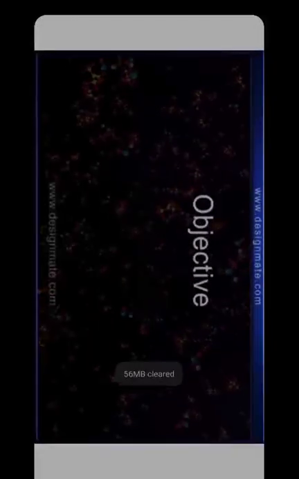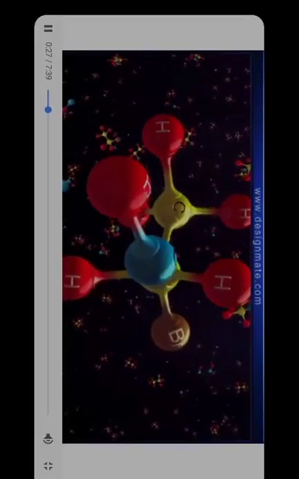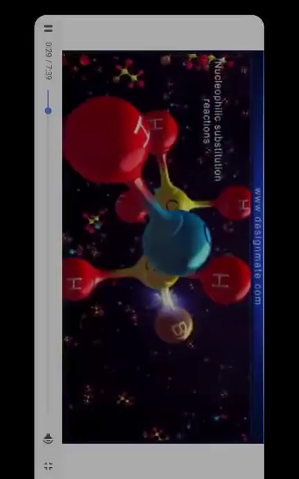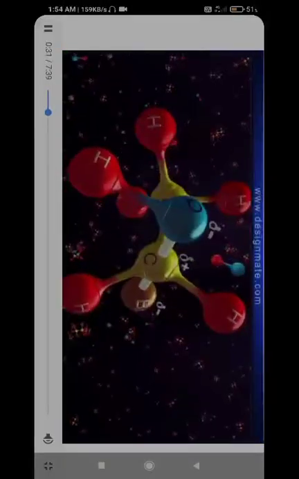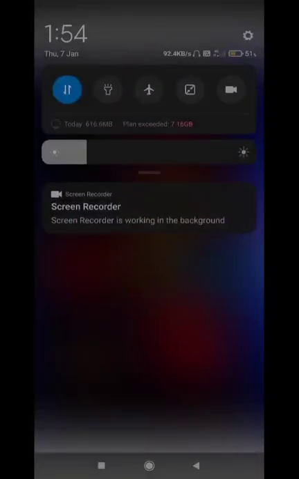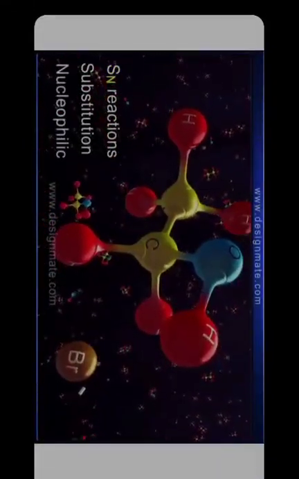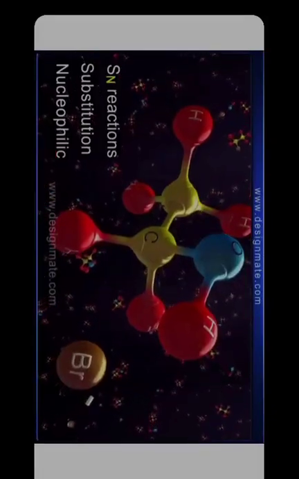Objective. We will learn about the mechanism through which nucleophilic reagents react, known as nucleophilic substitution reactions or SN reactions. Here, S stands for substitution and N stands for nucleophilic. Nucleophilic substitution reactions can be classified into two types, SN2 and SN1.